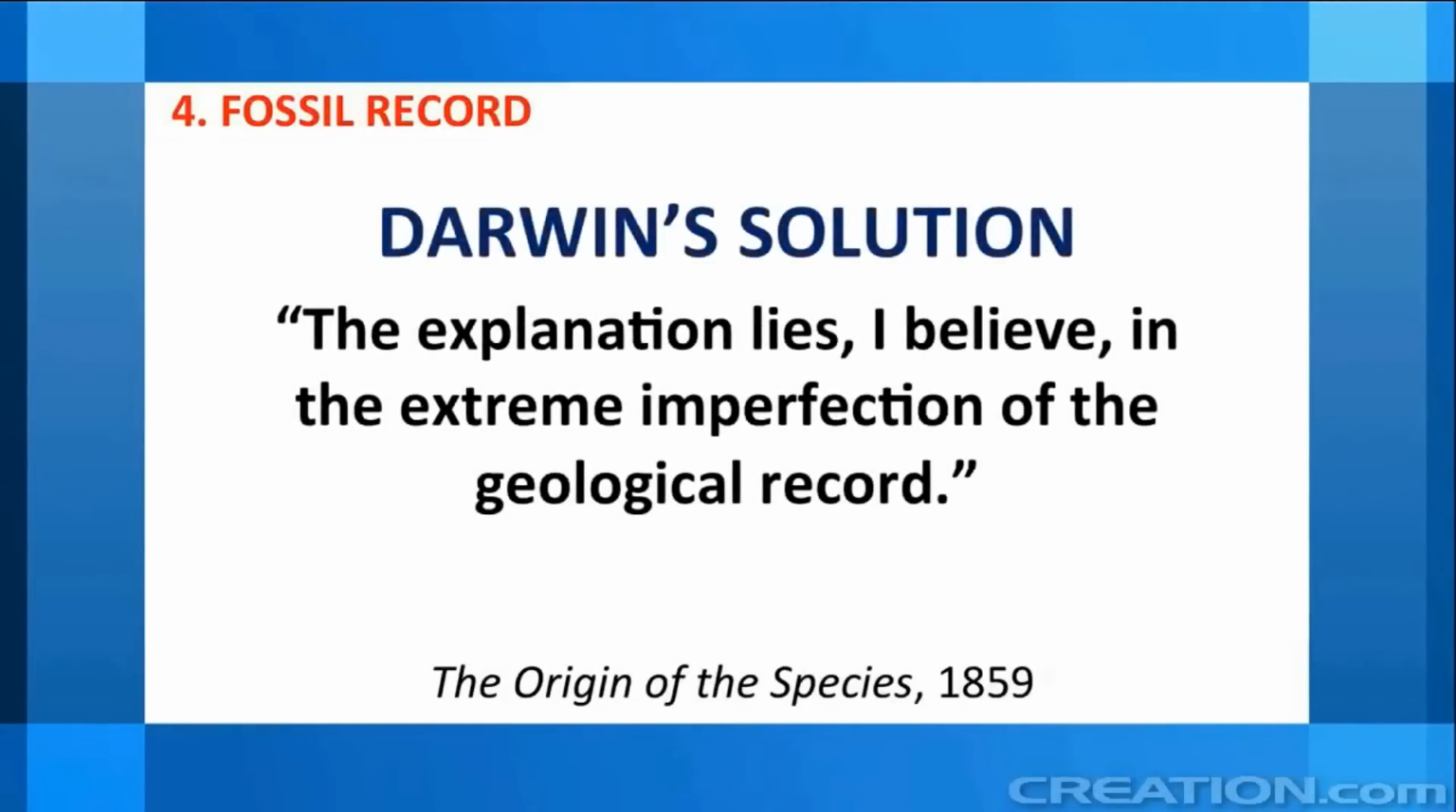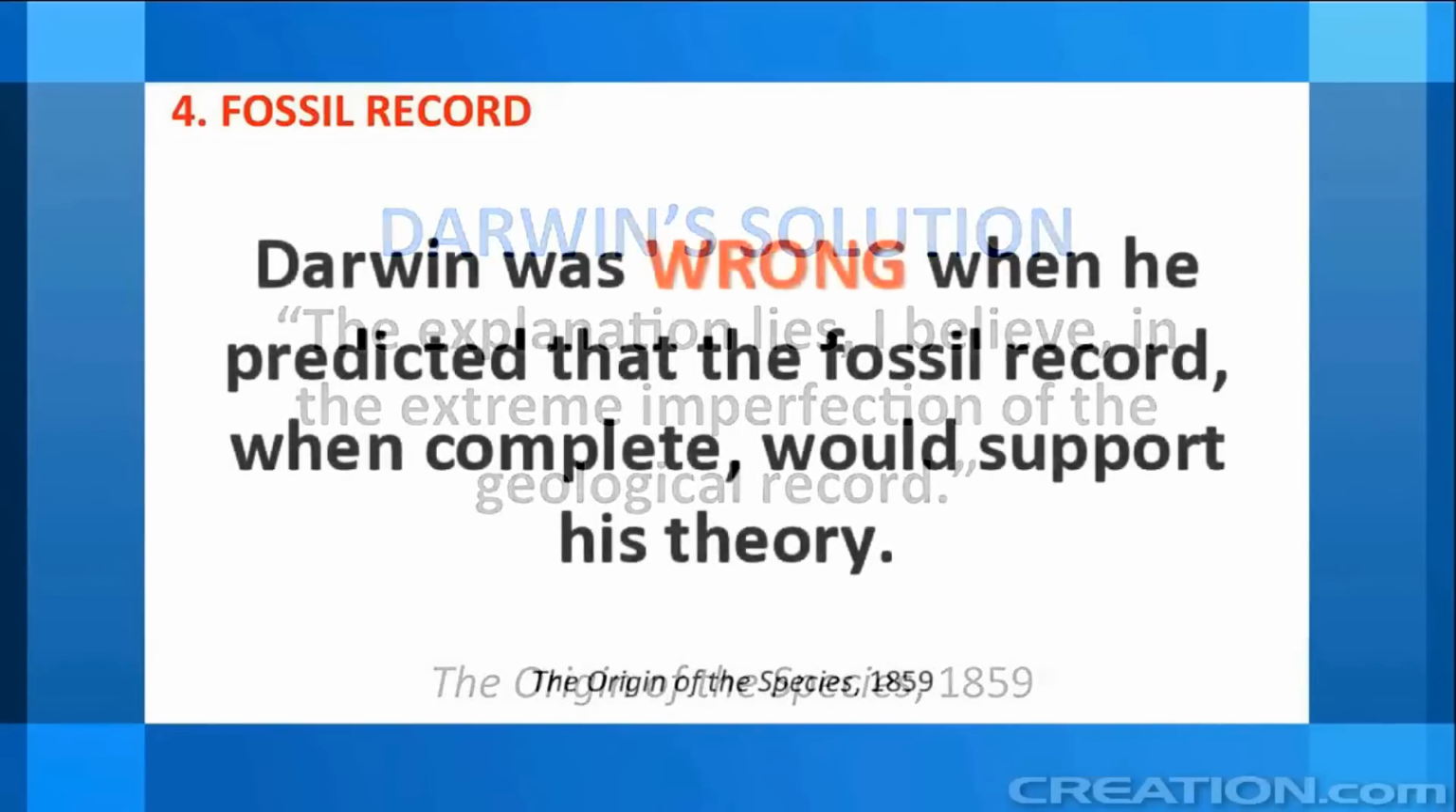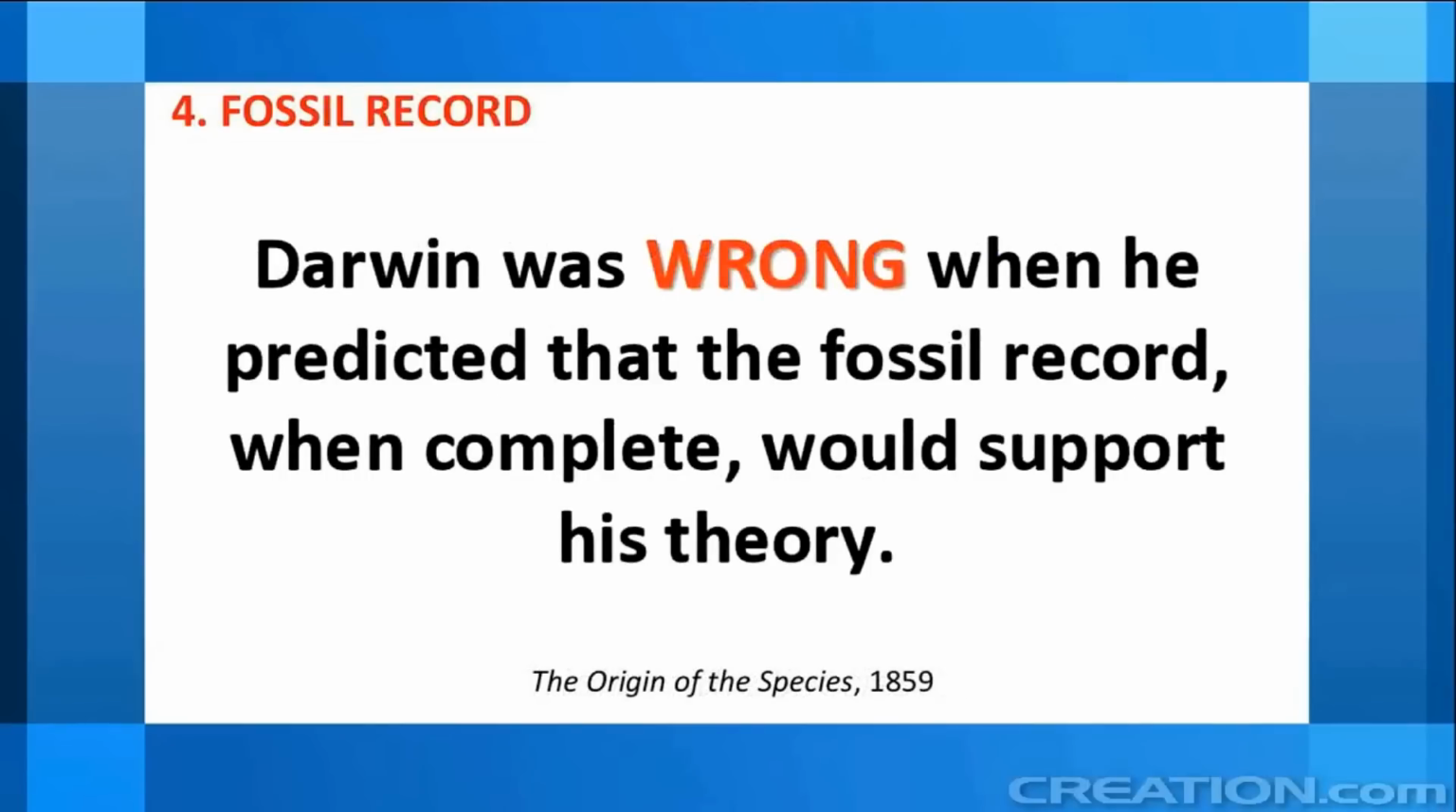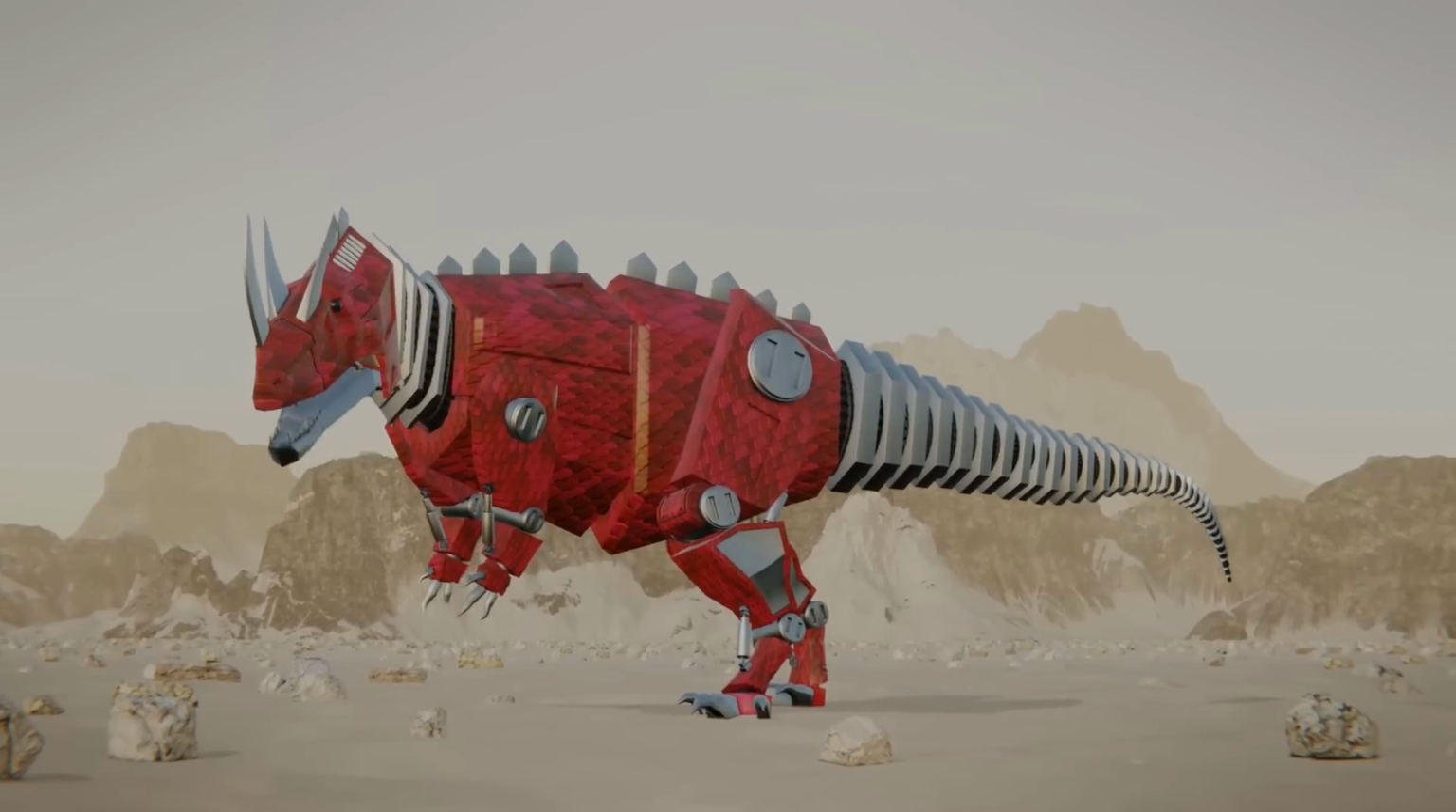Here's the solution. The explanation lies, I believe, in the extreme imperfection of the geological record. In other words, give us more time and we'll find the missing links. So Darwin was absolutely wrong when he predicted that the fossil record, when complete, would support his theory. Let's remind ourselves of how this chapter ends.